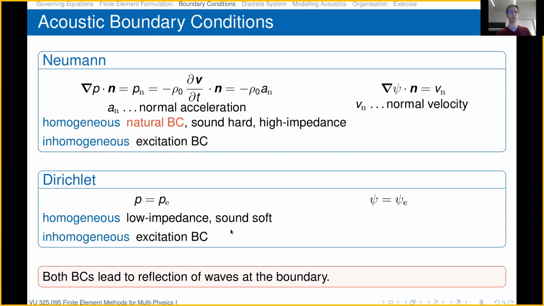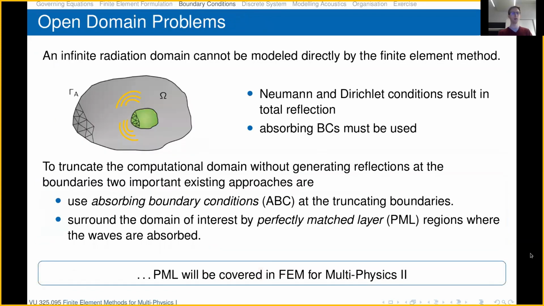All these boundary conditions lead to reflections of the waves at the boundary. For example, for the homogeneous Neumann case, we have a rigid wall that is not moving. Of course, we have reflections there. So often in acoustics, we have open domain problems. So we actually want to model our domain of interest here in green, radiating waves somewhere outside, and we have to truncate this domain somewhere at some point. We cannot mesh infinite space.